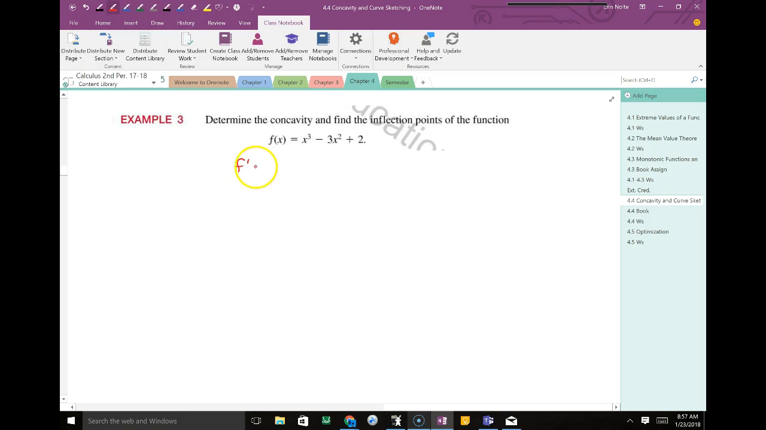Okay, so we take the first derivative, which would be 3x squared minus 6x. Okay, then to talk about concavity, I need the second derivative, so I will derive again. So what would be my second derivative? 6x minus 6. So now what do I do to find my critical numbers? Set it equal to 0.